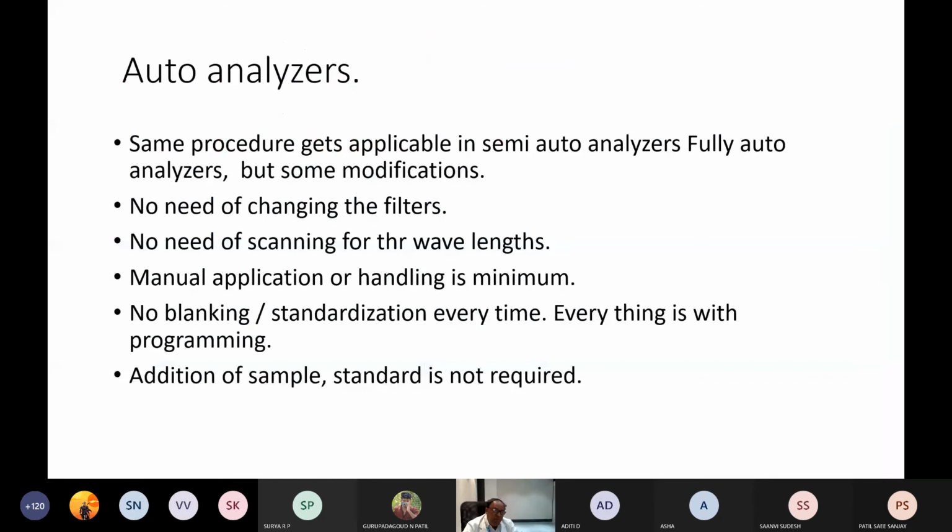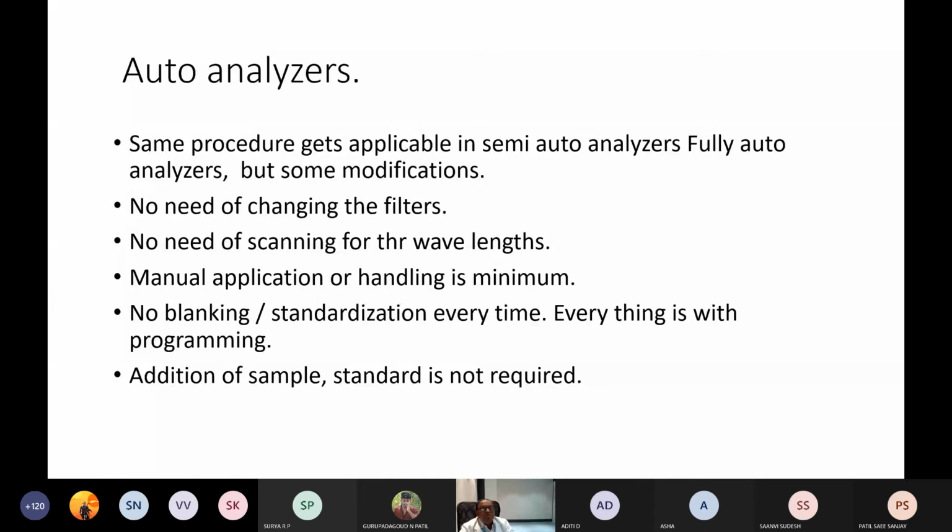Now, based on these things only, the auto analyzers work. I am just giving an introduction to that. Of course, in this class there is no scope for that, but just for your knowledge I am telling you. The same procedure is applicable in the semi-auto analyzer and fully auto analyzer, but with some modifications. What are the changes we can find?